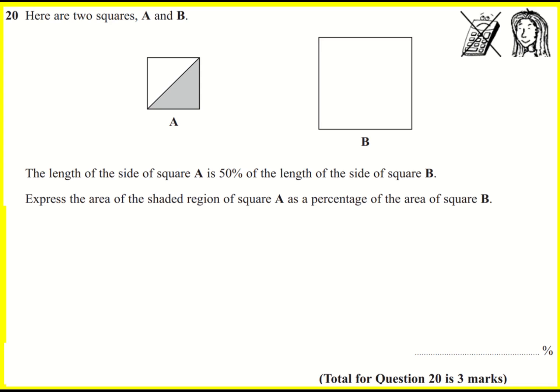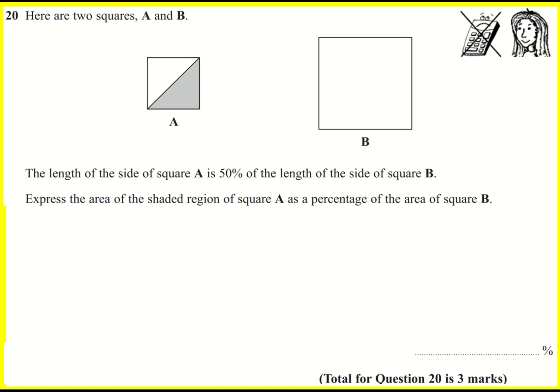Here are two squares, A and B. The length of the side of square A is 50% of the length of the side of square B. Express the area of the shaded region of square A as a percentage of the area of square B.